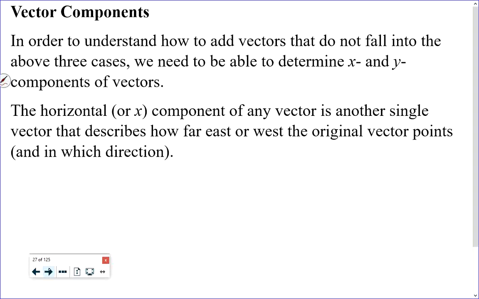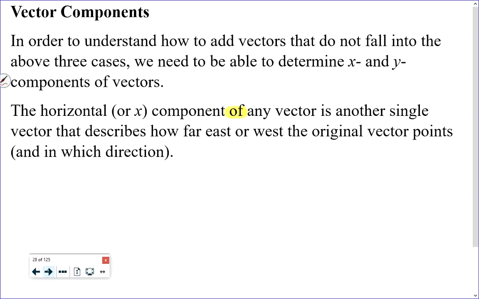So this says the horizontal or x component of any other vector is a single vector that describes how far east or west a single vector points. So it may be that the single vector is pointing kind of towards the north and east, but some of it is towards the east and some of it is towards the north.